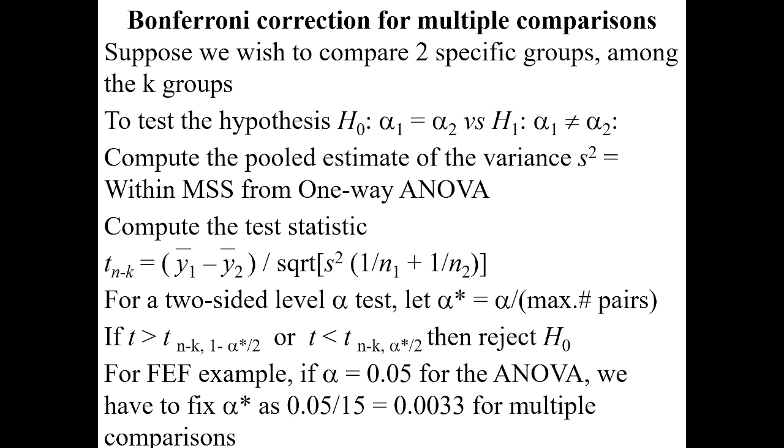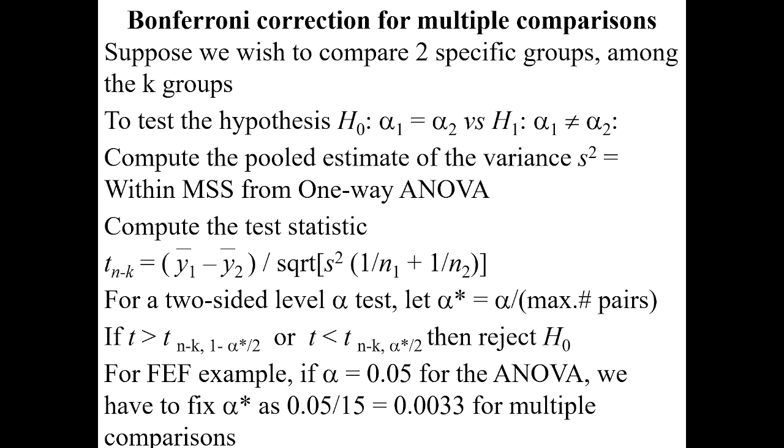What we do is the same procedure as earlier: compute the pooled estimate of the variance, S square, or the within mean sum of squares from our ANOVA. Now compute the test statistic, which has a t distribution with n minus k degrees of freedom: y bar 1 minus y bar 2 divided by the same standard error as we have done for pre-specified comparisons. The only difference is that for a two-sided level alpha test, you have to use a new alpha.